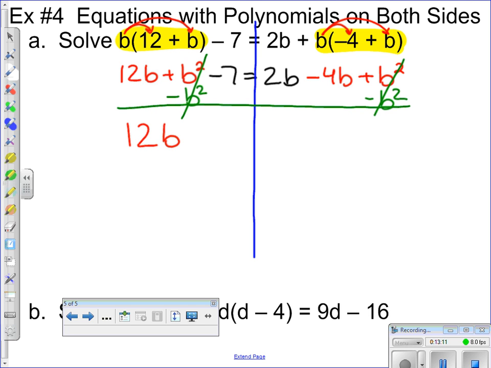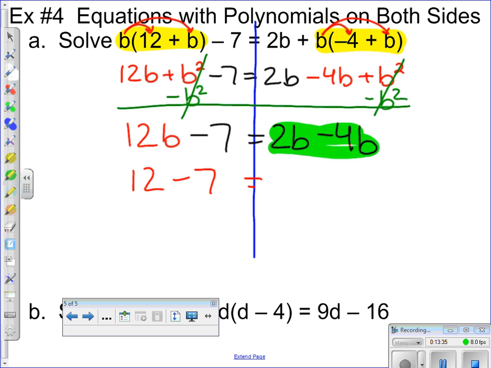12b minus 7 equals 2b minus 4b. You see, there's no b squares in the problem anymore. All of these problems that we're going to be working on, the b squared will cancel out. So combine like terms. 2b minus 4b is negative 2b.